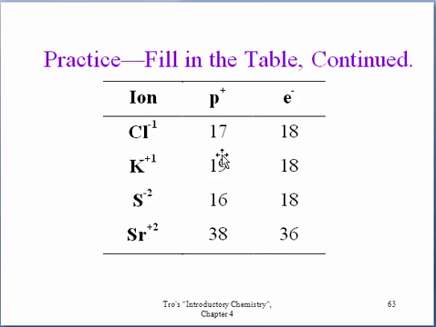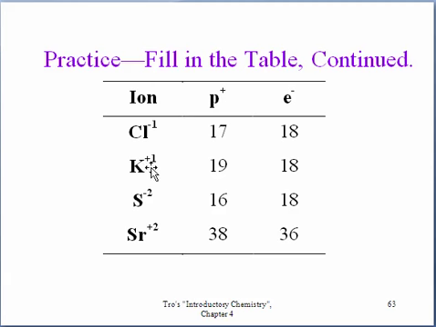So what I do when I fill out these tables is I always fill out the protons first, because I need to find where they are in the periodic table, and then I write down the number of protons. Once you know the symbol, the number of protons will be the atomic number. So chlorine always has 17 protons, potassium always has 19 protons, sulfur always has 16, and strontium always has 38. Then I look at the charge and see whether it's negative or positive. If it's negative, I have more electrons. And it's -1, that means I have 1 more electron, so I have 18 electrons.